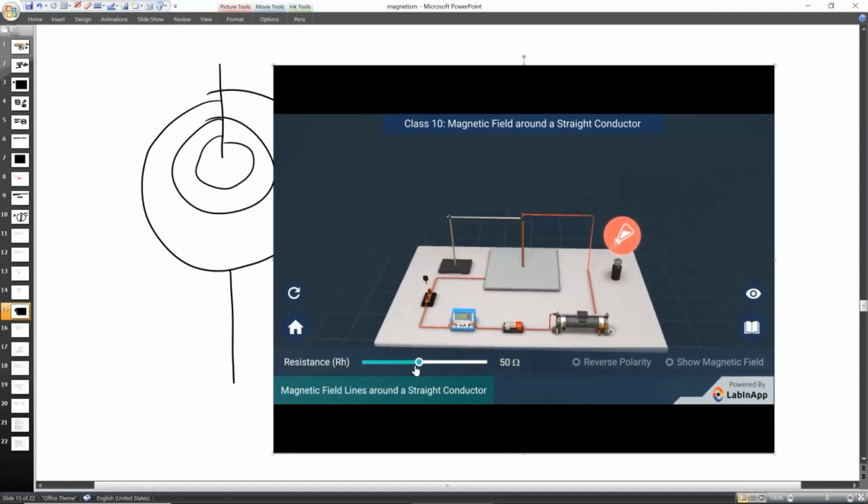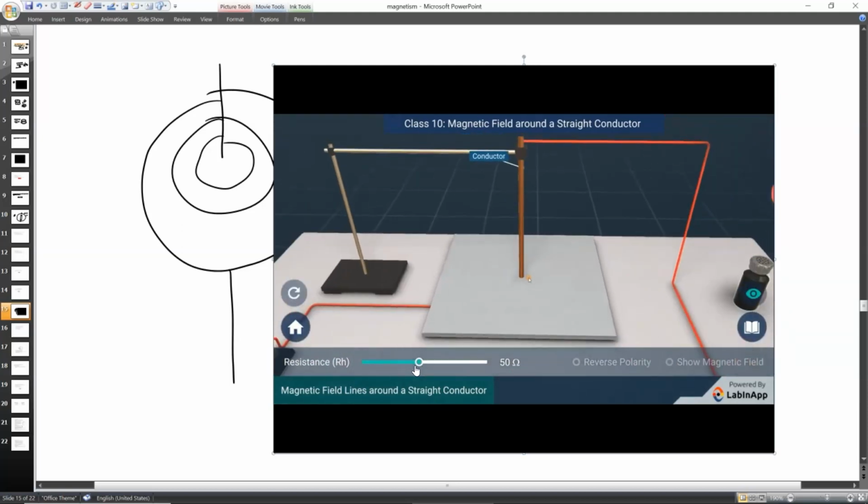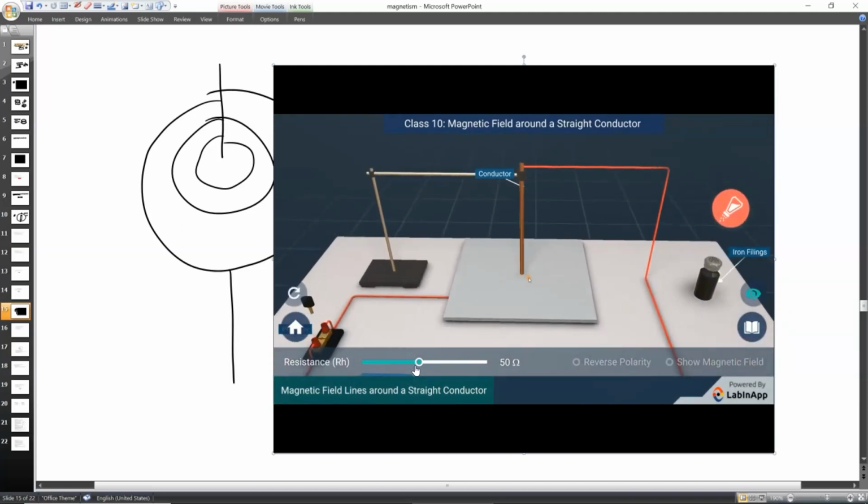We have taken a straight, thick copper wire connected to an electric circuit to pass current through it.